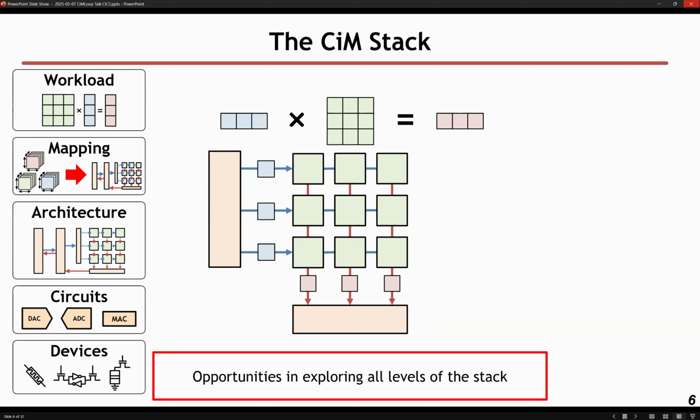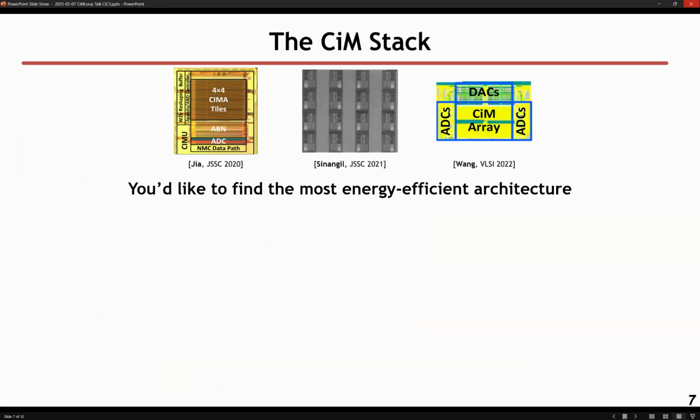There's opportunities in exploring all of these levels of the stack, but there's also problems in exploring all levels of the stack. And to illustrate these problems, I'd like to ask you to put on your architect's hat and compare a couple of architectures for me. So we've read 3 papers from JSSCC and VLSI in the past couple of years. They're all very exciting. They promise big benefits if you run their compute memory algorithms. We'd like to find the most energy efficient architecture of the 3. However, when we compare them, we have some problems.